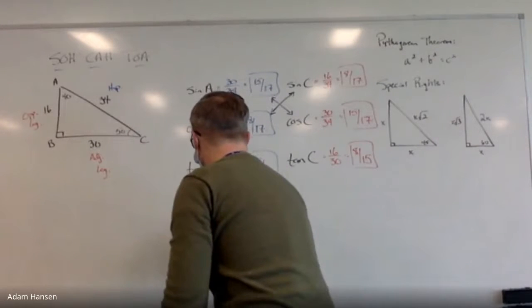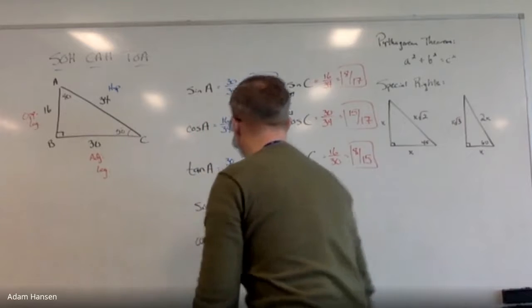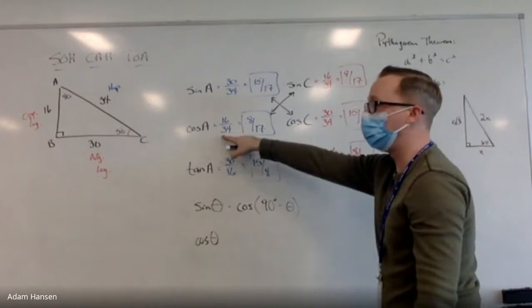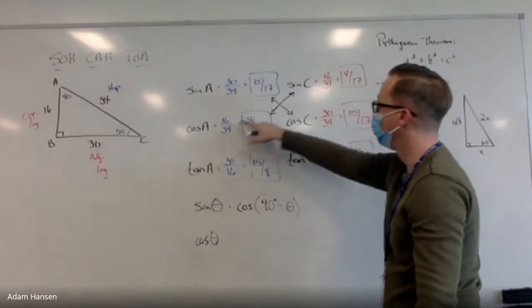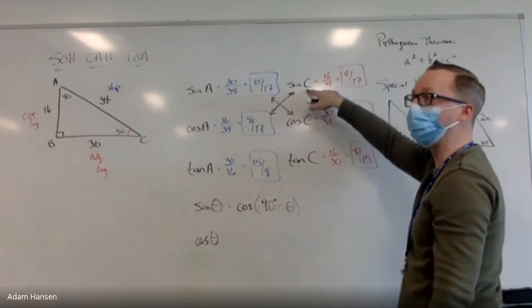What would this be equal to? The cosine of theta, the cosine of our first angle, is the same as the sine of the other acute angle.